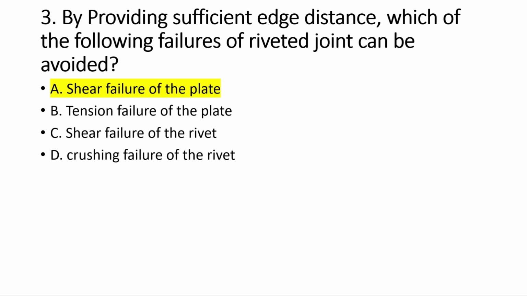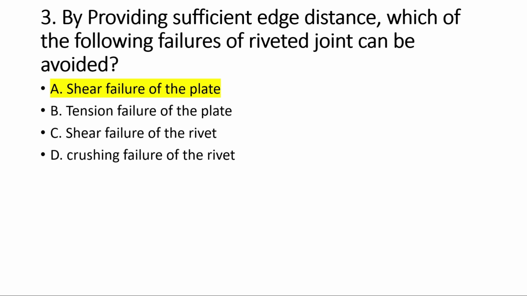By providing sufficient edge distance, which of the following failures of riveted joint can be avoided? We know if we provide insufficient edge distance, then shear failure of plate will occur. Okay, also we know that tearing failure of plate will also occur due to insufficient edge distance. And if the strength of plate is less than the strength of rivet, then we have a bearing failure and splitting failure of plates also.